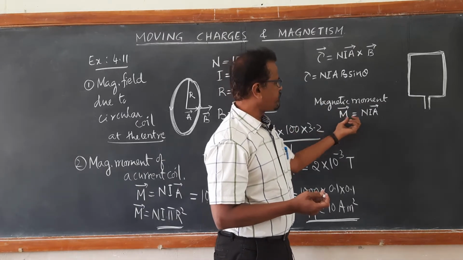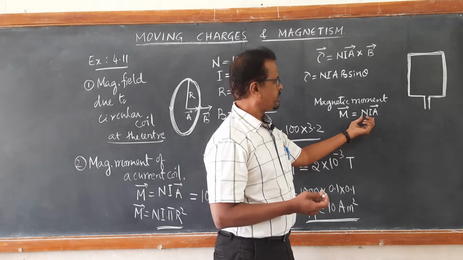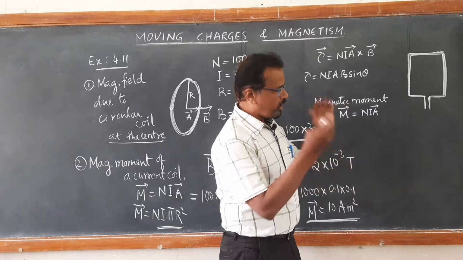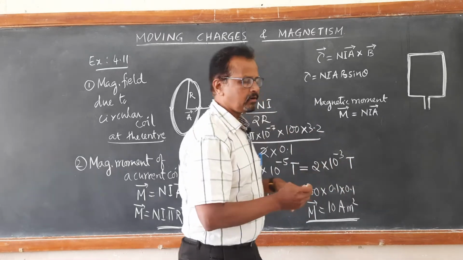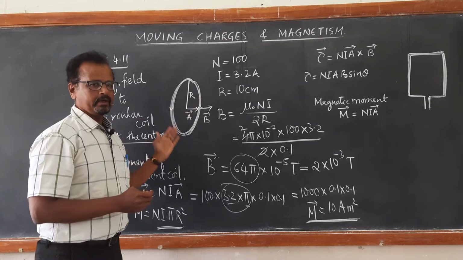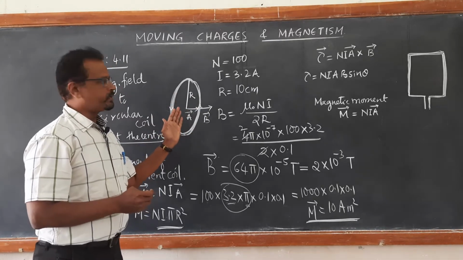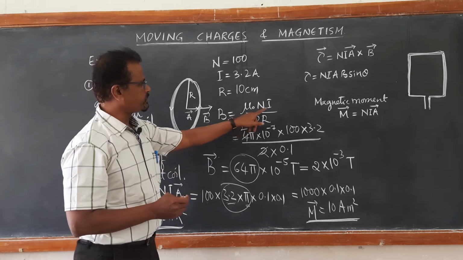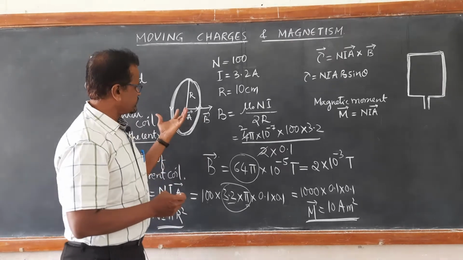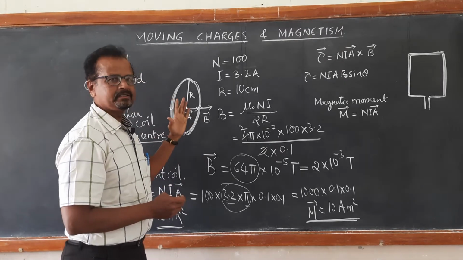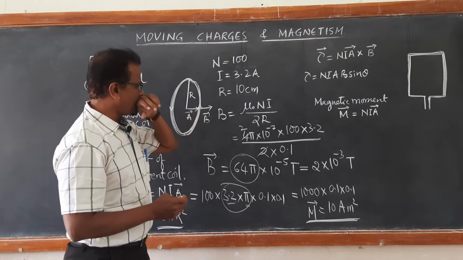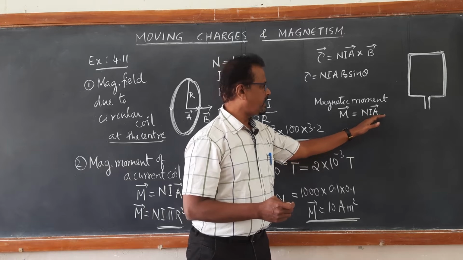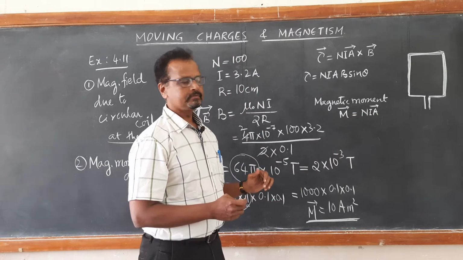This magnetic moment, the new quantity which we are defining, is due to the magnetic field that is produced in the coil itself. We have learnt earlier for a circular coil carrying N number of turns that the magnetic field at the center is given by mu naught NI upon 2R. So this magnetic field causes the magnetic moment of the coil. That magnetic moment is calculated as M equal to NIA, where A is the area of the coil.